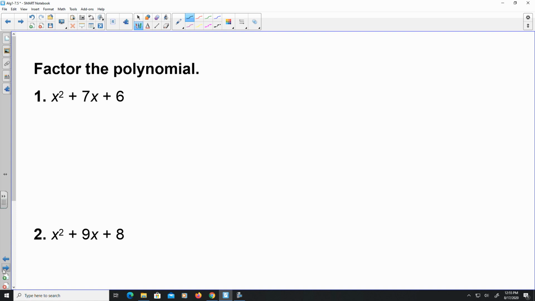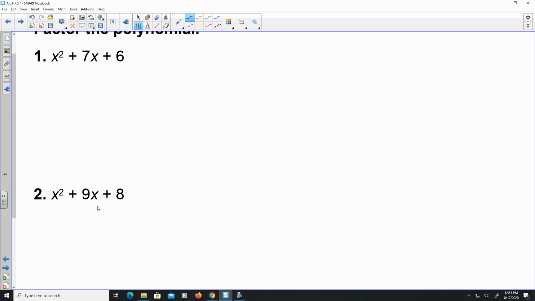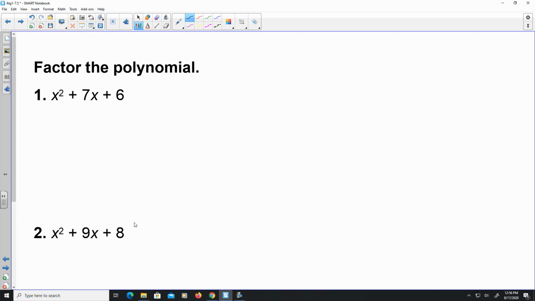Looking at these two examples here, these are both situations where the signs are going to be the same because the second sign is plus. So I got x and x, and the first sign is plus, so they'll both be pluses. All right, looking at the first example, what two values give me a product of 6, but their sum is 7? Well, 6 times 1 is 6, and 6 plus 1 is 7.